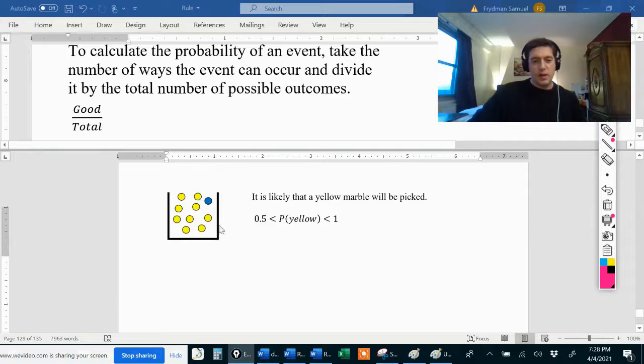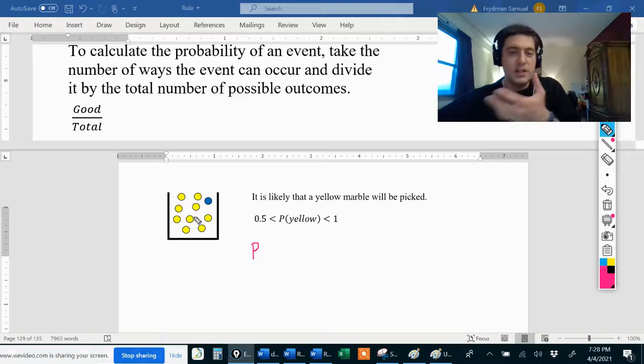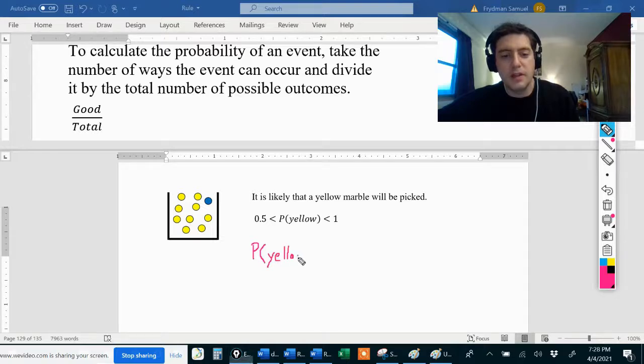Next one. So in this case, what's the probability of picking? We said that obviously most of those marbles are yellow, so it is likely for me to pick a yellow marble. And when that happens, we will get a probability which is greater than 0.5 but less than 1.